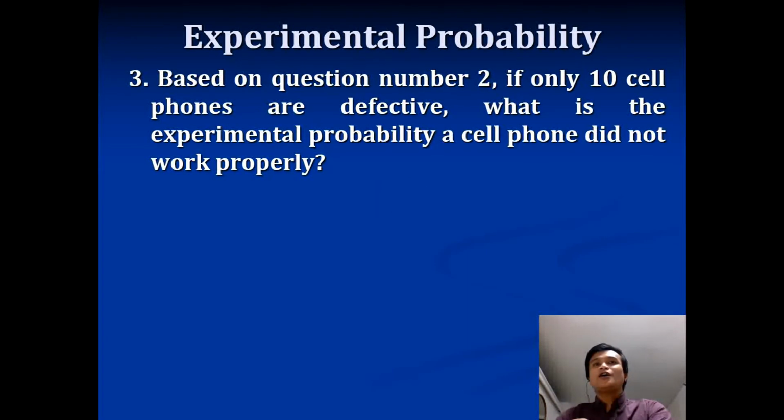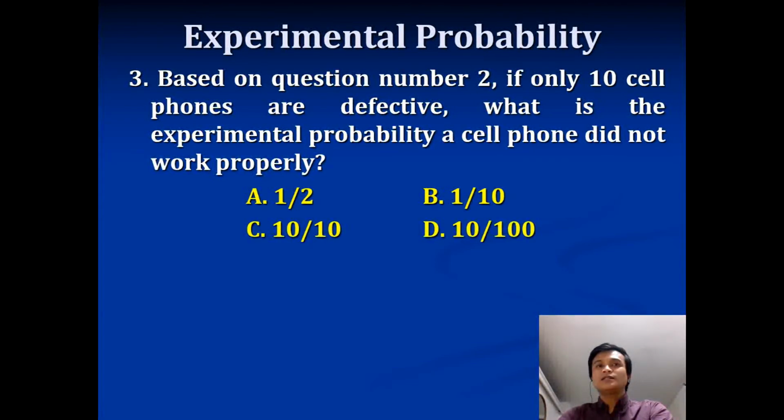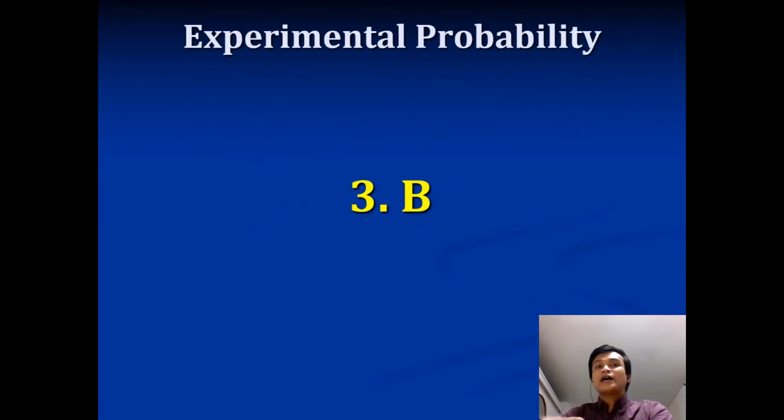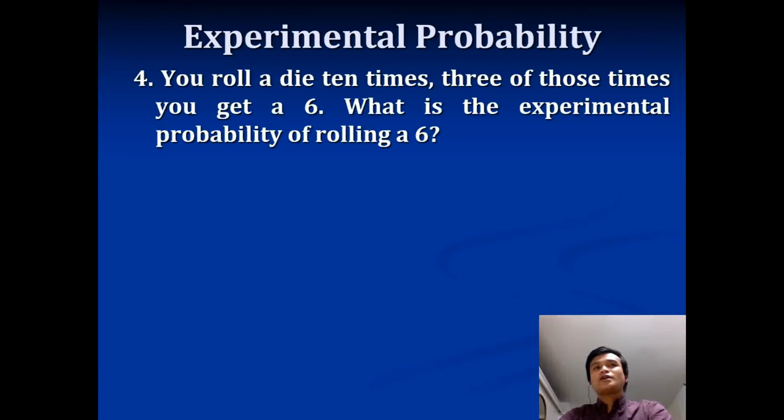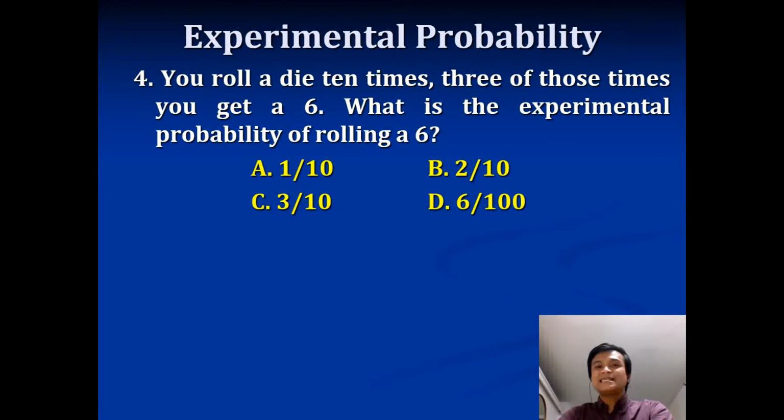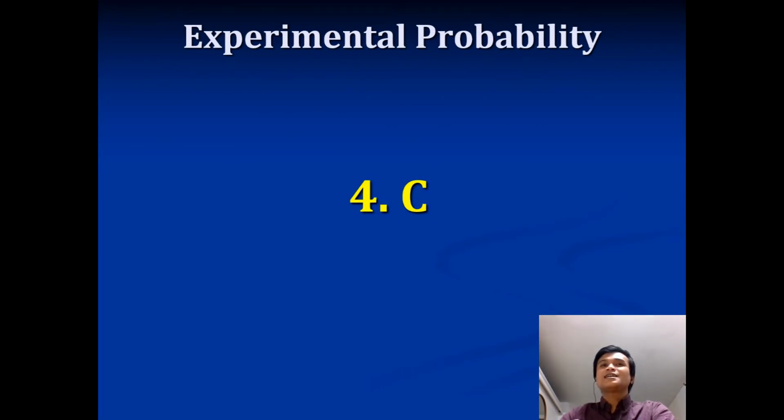Based on question number 2, if only 10 cell phones are defective, what is the experimental probability a cell phone did not work properly? A. 1/2, B. 1 over 10, C. 10 over 10, D. 10 over 100. The answer is letter B. Okay, for number 4, you roll a die 10 times. 3 of those times, you get a 6. What is the experimental probability of rolling a 6? A. 1 over 10, B. 2 over 10, C. 3 over 10, D. 6 over 100. The answer is letter C.